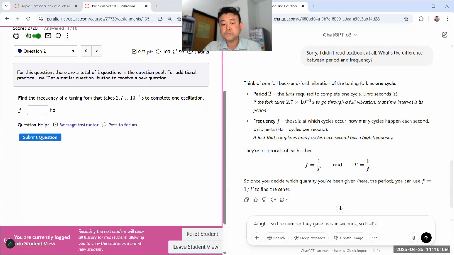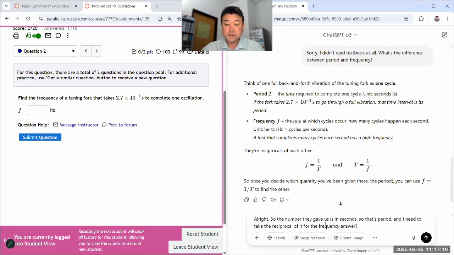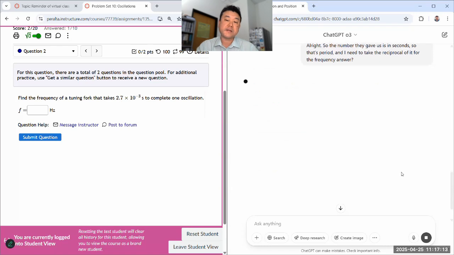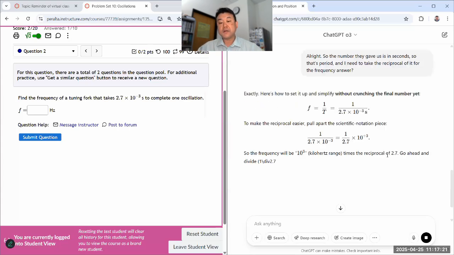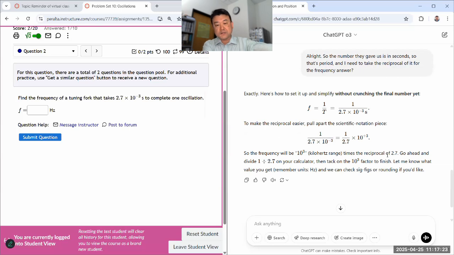So that's period, and I need to take the reciprocal of it for the frequency answer. And I think verbalizing things like this might help you remember, if you didn't know what period and frequency were, as a reminder to yourself. There's a context where I volunteer doing the audio visual stuff, and sometimes you just say things out loud so that you are reminding yourself of what you're doing. Otherwise, your hand does things that your brain didn't want you to do.